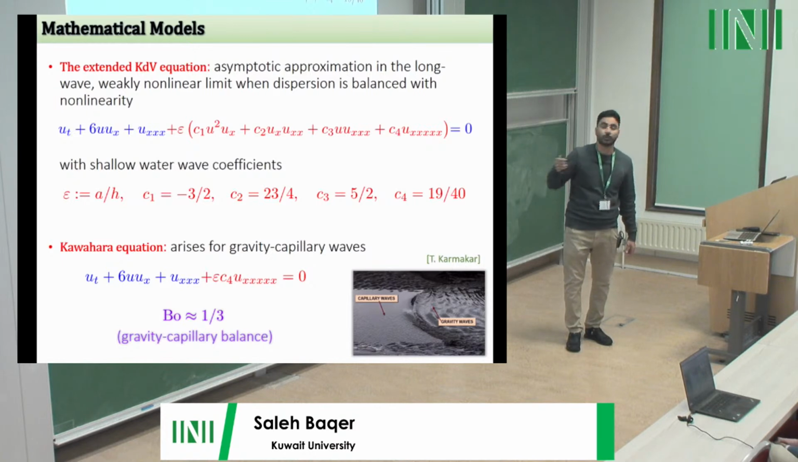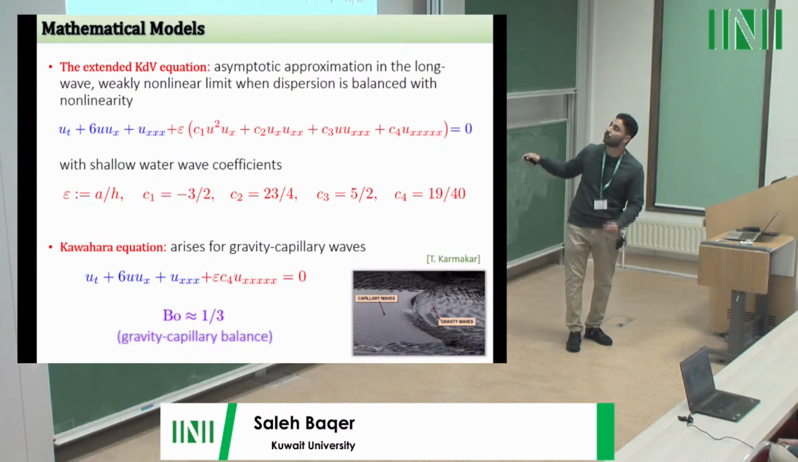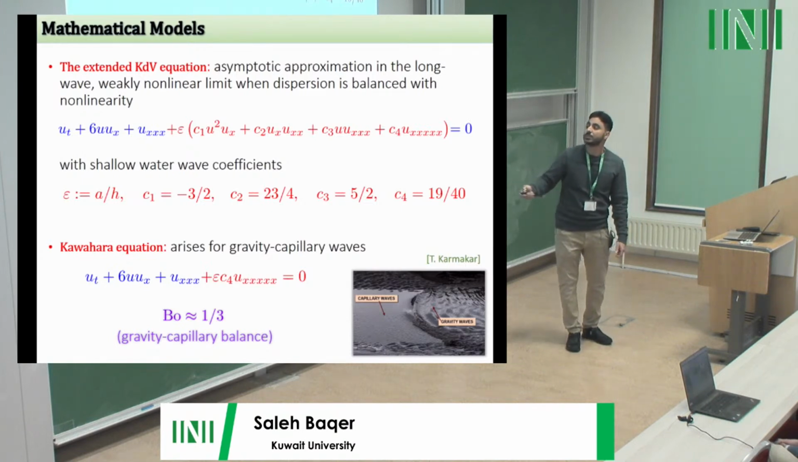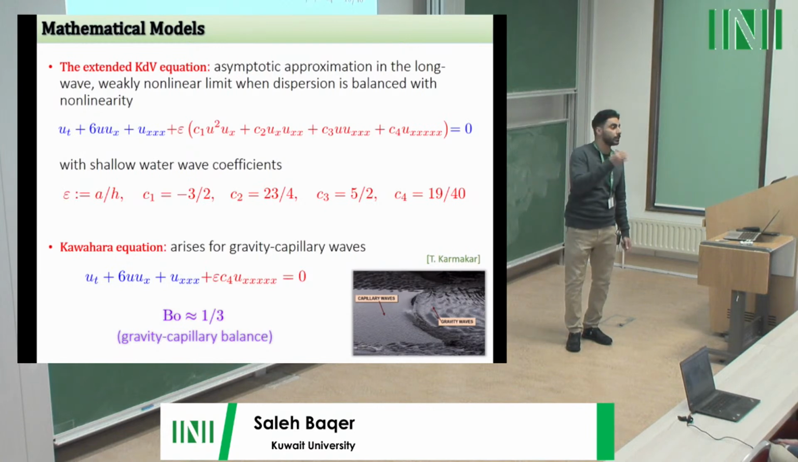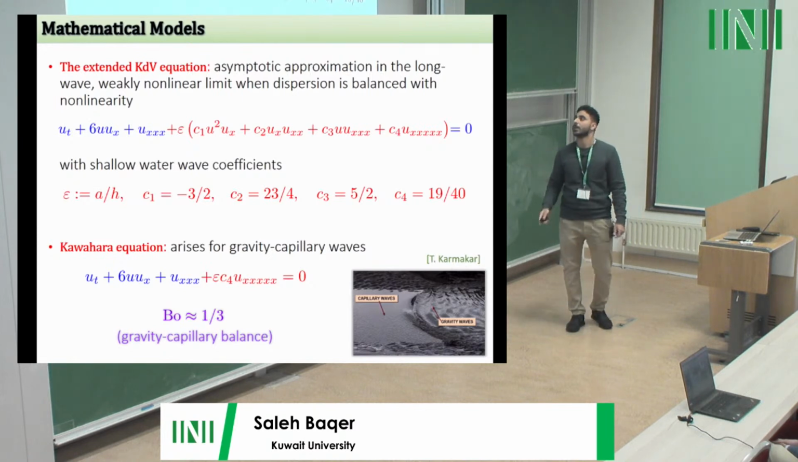But now with the shallow water wave coefficients, epsilon is the ratio between the amplitude of the wave and the depth. C1 is -3/2, C2 equals 23/4, C3 equals 5/2, C4 equals 19/40. And the special case of interest, which is well studied by Pat and Mark, is the Kawahara equation, with C1, C2, and C3 all equal to 0.